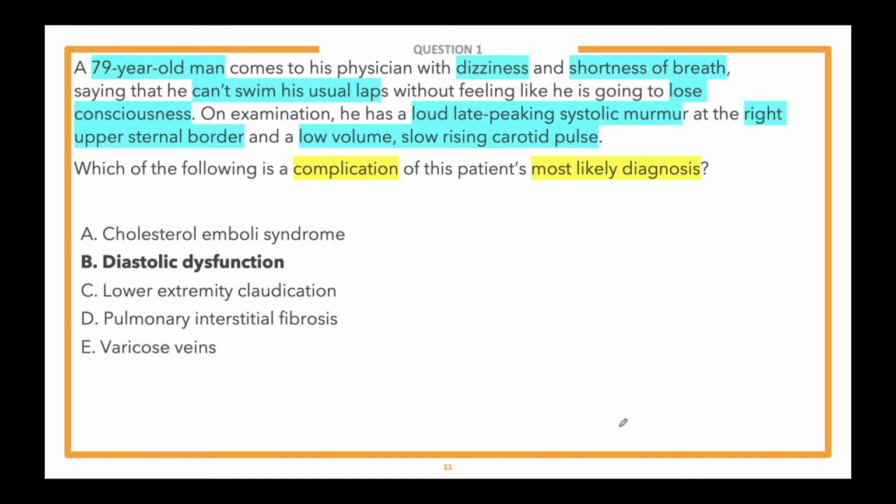And lastly, cholesterol emboli. This could shoot off little emboli to various organs and lead to organ dysfunction, but not a risk. This patient's condition of aortic stenosis is not a risk factor for cholesterol emboli. That would be more so if you had an invasive procedure done, like an angiography, that dislodged some of the atherosclerotic plaques. So great job with this question.